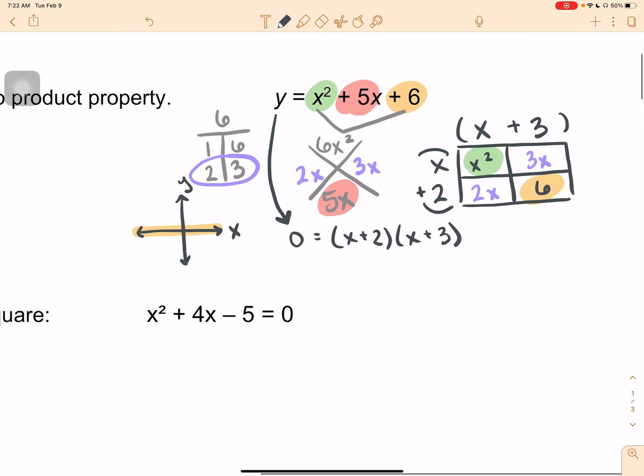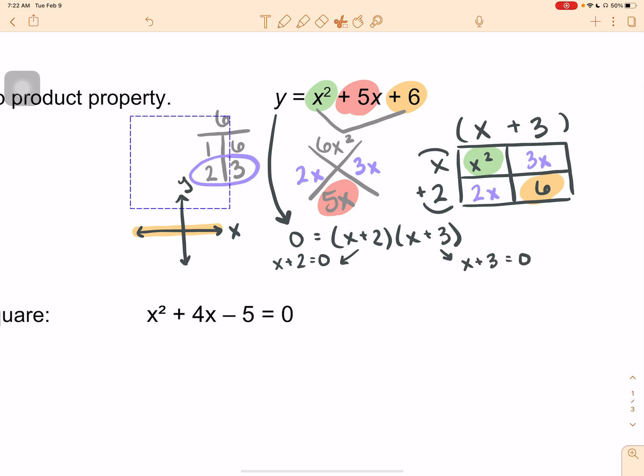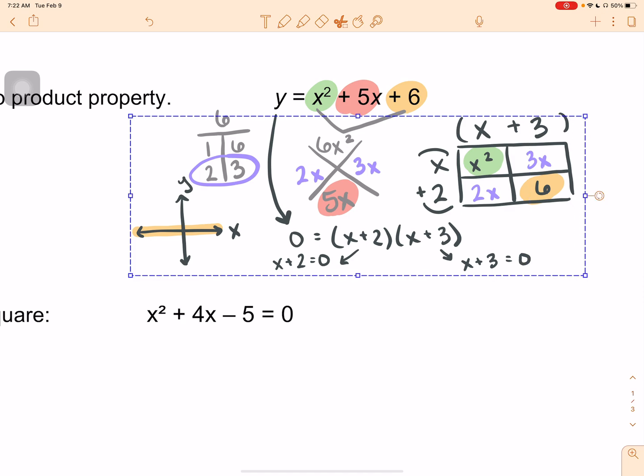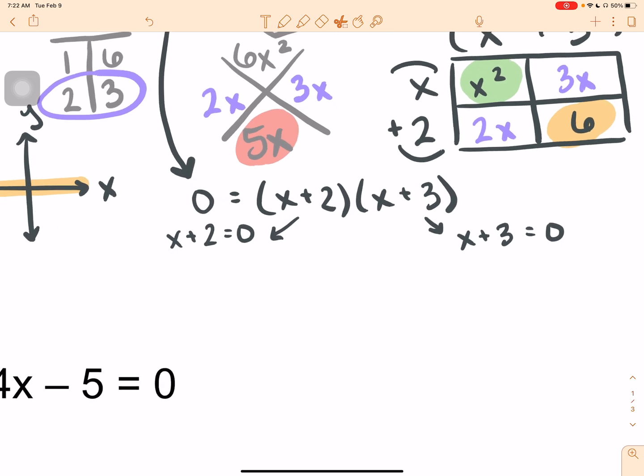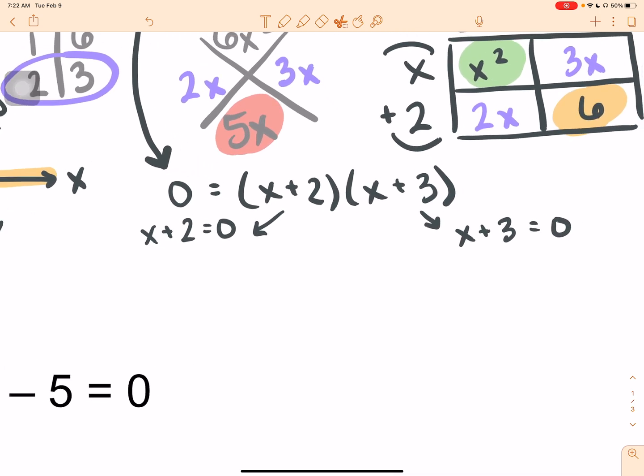So here what we do now is we have to split these. x plus 2 equals 0, and x plus 3 equals 0. Now we just have to solve for x. Subtract 2 from both sides here, and we get x equals negative 2. Subtract 3 from both sides here, and x equals negative 3.